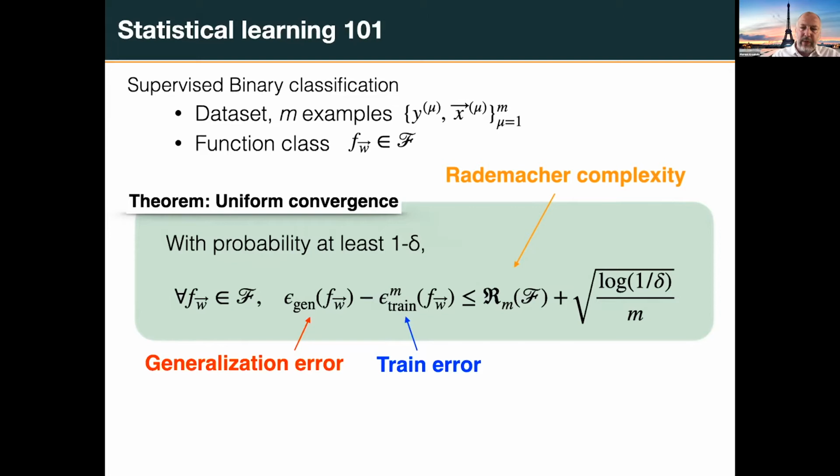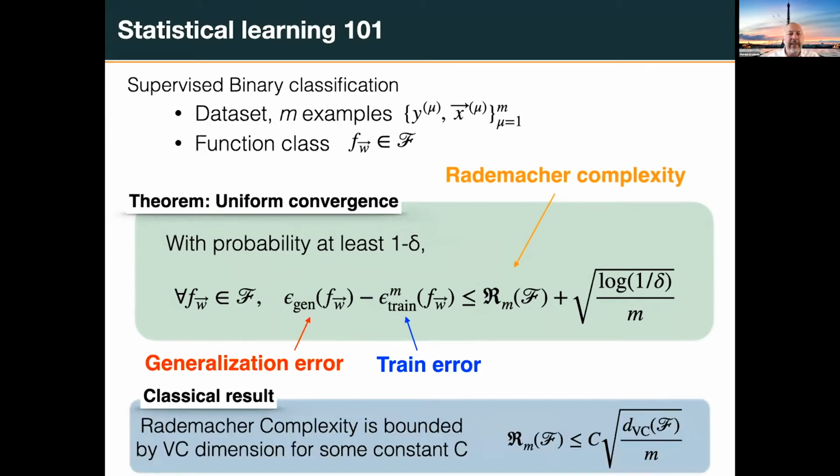The Rademacher complexity is a fairly complicated object. I will come back to it later on. But the classical result is that the Rademacher complexity is itself bounded by the VC dimension, more precisely by a constant times the square root of the VC dimension divided by the number of samples. And now, of course, if M is large enough and the VC dimension finite, we see that the difference between generalization and training error goes to 0. This is what we use in statistics, and essentially this is the starting point of many books on statistical learning.